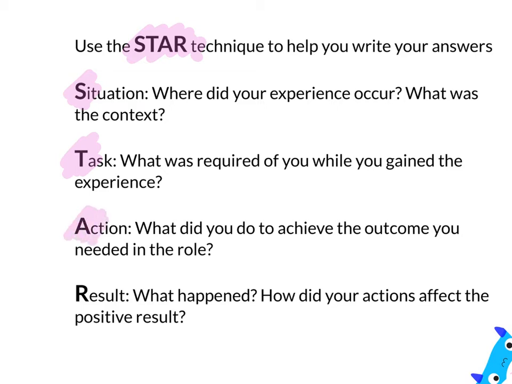What was the action? What did you do to achieve the outcome you needed in the role? Well, you followed the procedure, you used the computerized ordering system, you confirmed the orders with the people who were buying things, and you liaised with the kitchen on delivery times and so on. And the last in the STAR, the R, the result, what happened? How did your actions affect the positive result? Did you reduce the amount of times the customers had to wait? Did you get a good report from your boss? Were you named Employee of the Month?